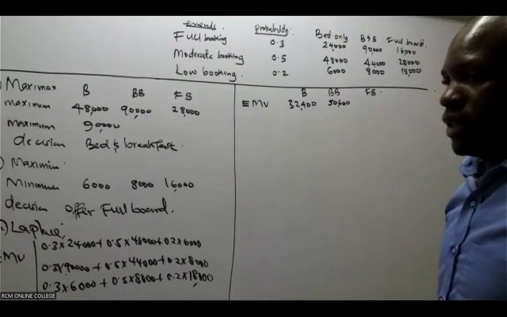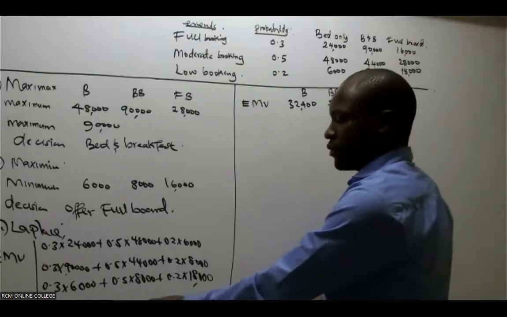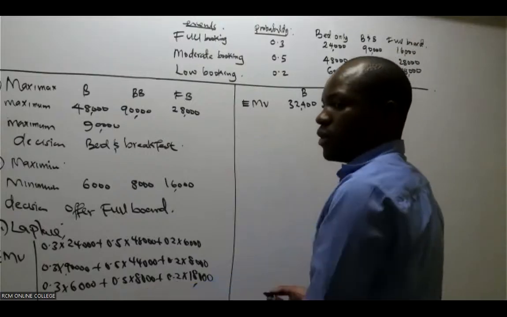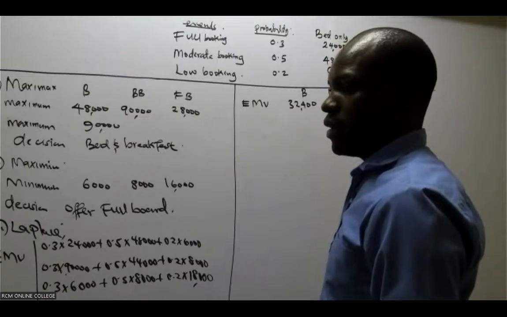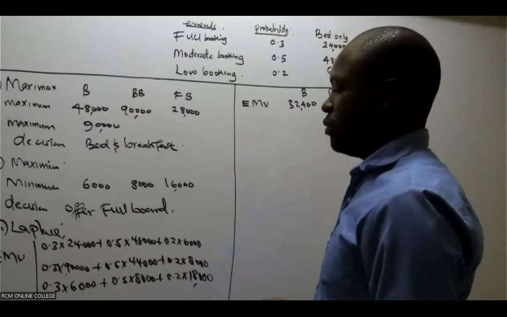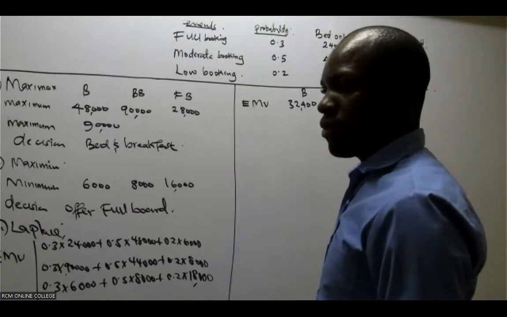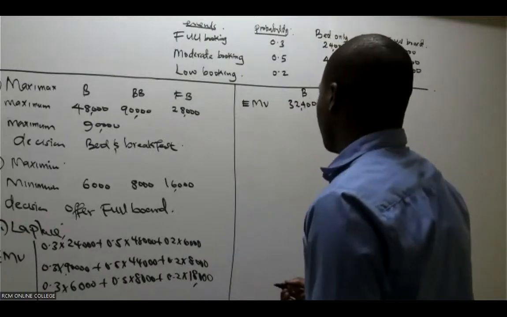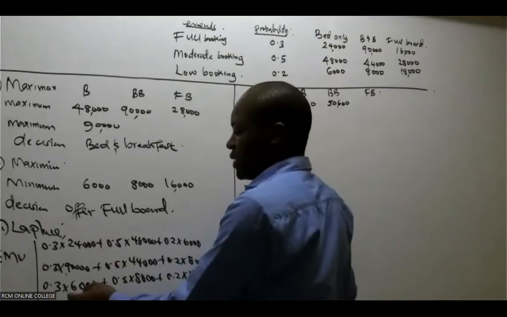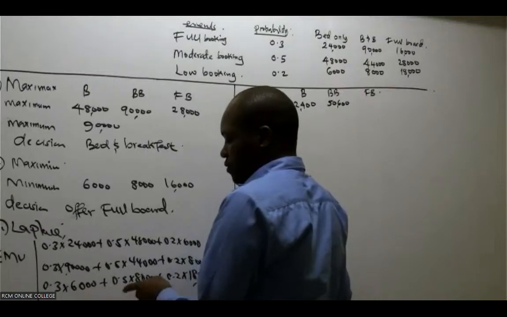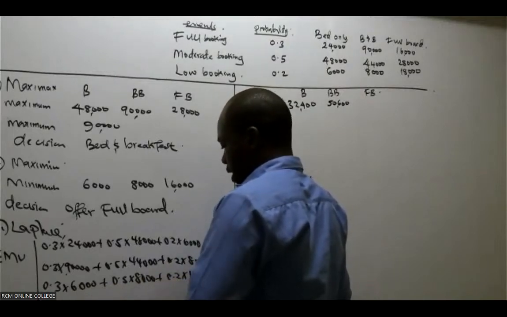Are we getting what Truth has indicated here, mwisho? 9,400, okay, someone has disagreed. The third person will be able to tell us who is right. 0.3 by 6, 0.5 by 8, 0.2 by 18.